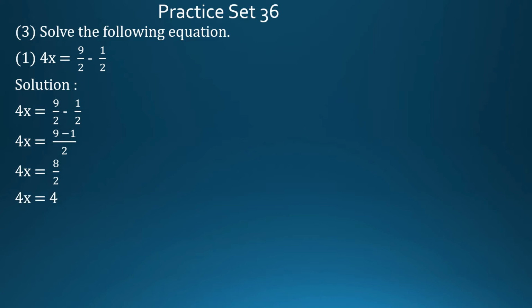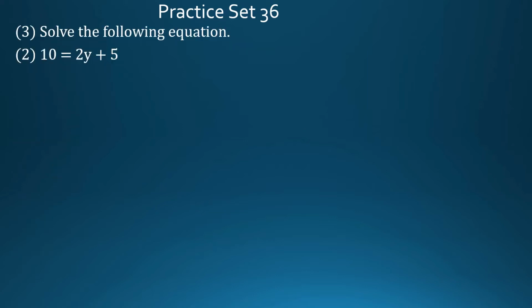So 8 divided by 2 is 4. So we will have 4x is equal to 4 in the next step. After this, we are going to bring 4 from 4x to the right hand side of the equation. So it will become divided. So we will have x is equal to 4 upon 4. So therefore x is equal to 1. So the answer is x is equal to 1.